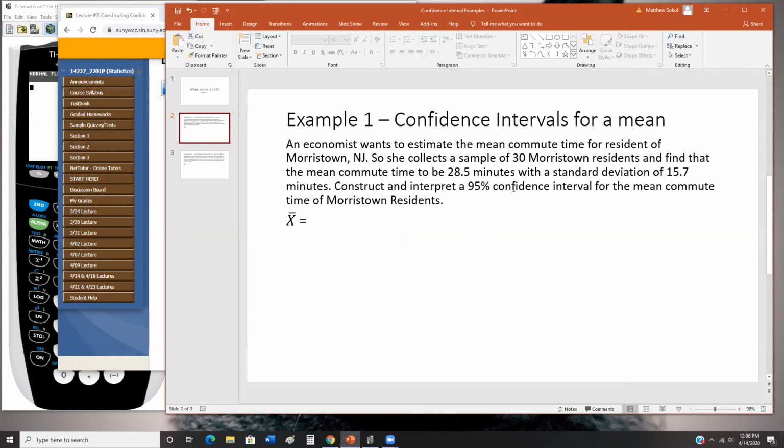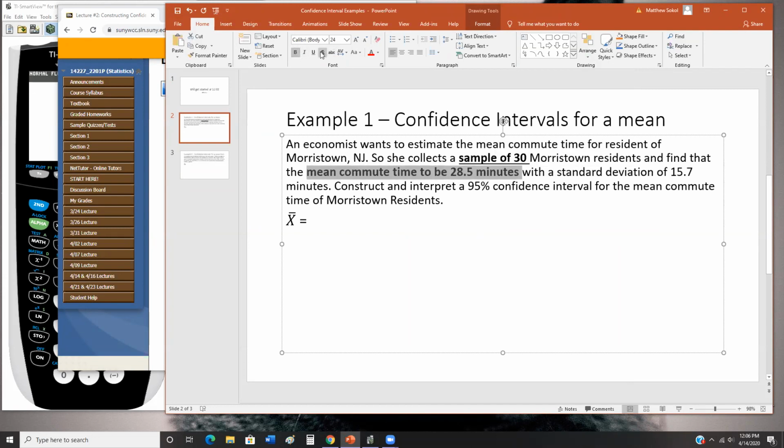So what she does is she collects a sample of 30 individuals, right, and finds that the mean commute time for those 30 individuals is 28.5 minutes with a standard deviation of 15.7 minutes, okay? So what she found here is our sample size, lowercase n, is equal to 30 residents. And what she also found was that the average of those 30 residents, X bar, was 28.5 minutes.